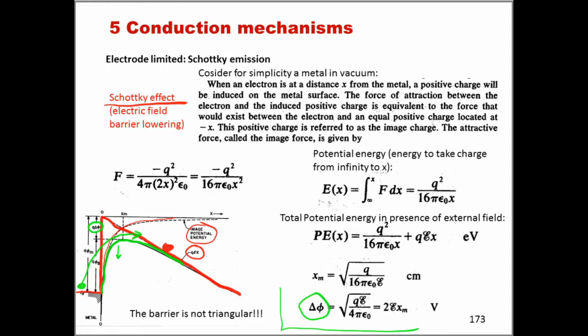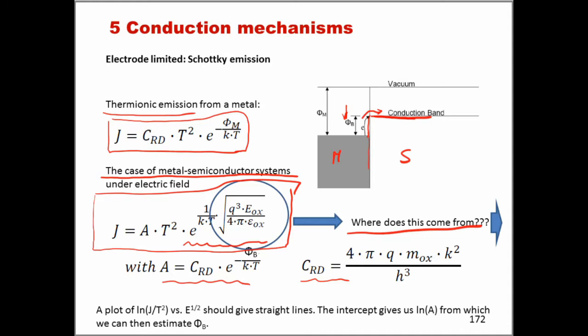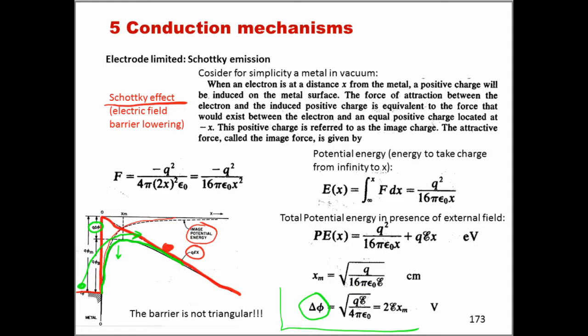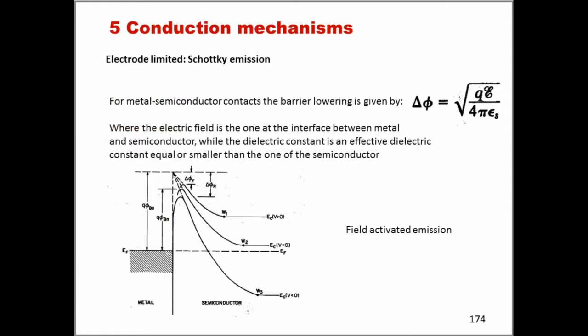And this justifies, although qualitatively, the shape that we see here in this conduction mechanism that relates J to the electric field. We should expect that the electric field causes an exponential increase in the current we see through this metal semiconductor contact. And this is visualized here in this diagram.